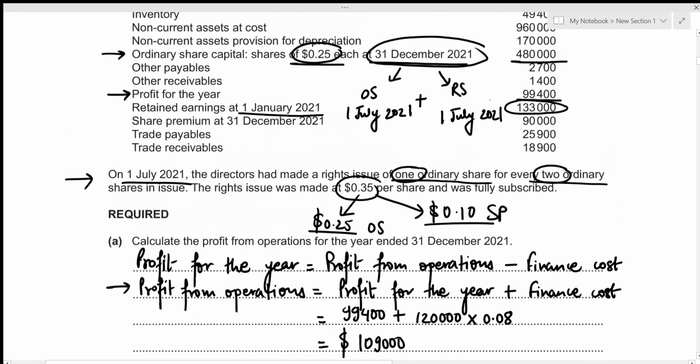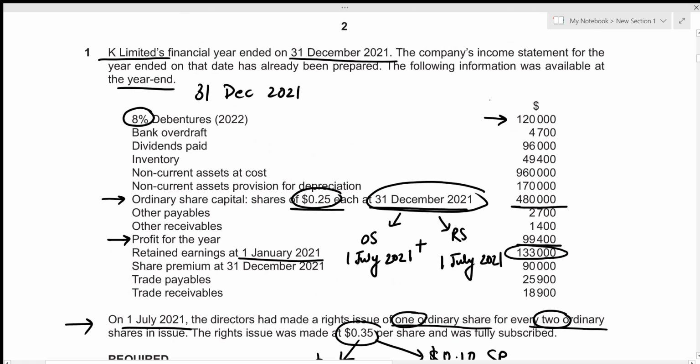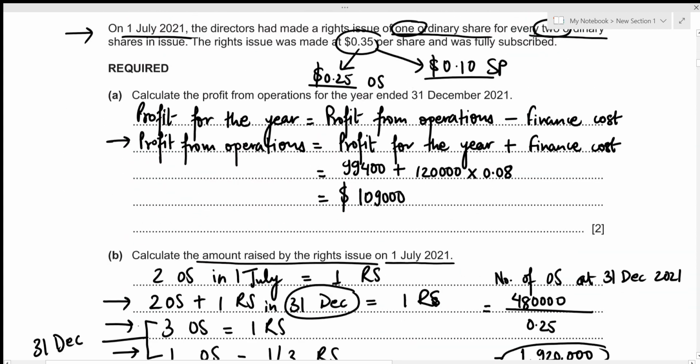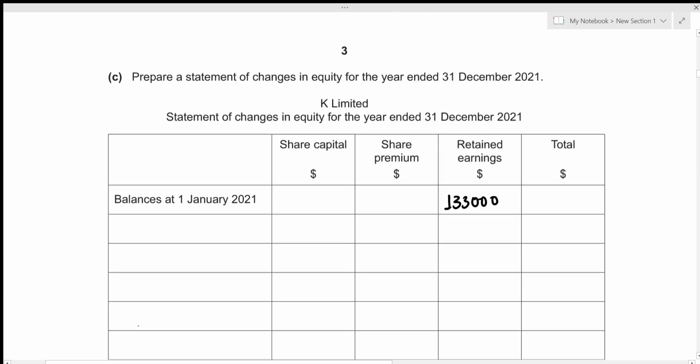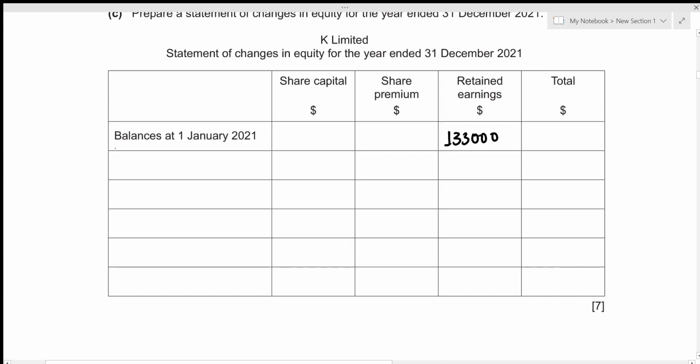Okay, then let's figure out the transactions that should have been recorded in our statement of changes in equity. Okay, the first one is dividends paid, then profit for the year should also be recorded. Then we have the rights issue. Okay, let's record it in order. We will first record the rights issue, then the profit for the year, and the dividends paid. And those are all of the transactions that need to be recorded in our statement of changes in equity.